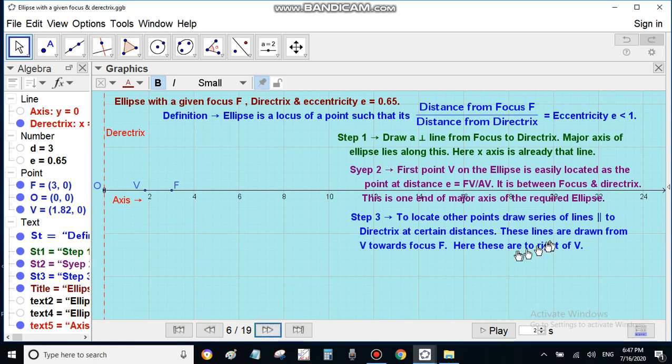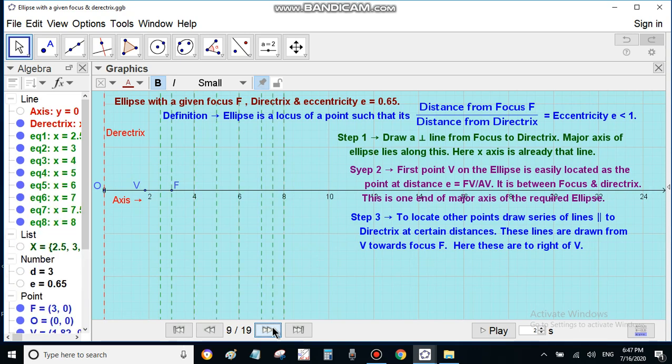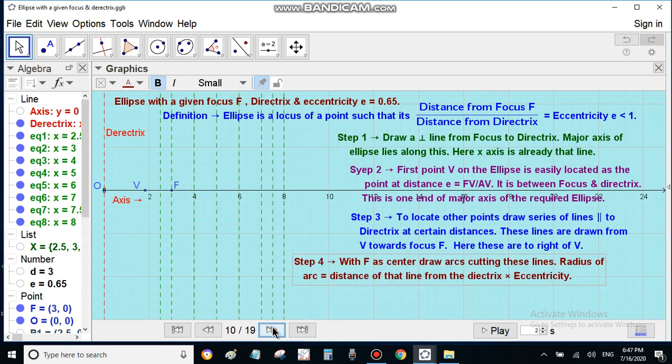Now to locate the other points, draw series of parallel lines to the directrix at certain distance. Now these lines are drawn from V towards F, that is to the right of V. So let us draw some lines. The distance is to be adjusted so that you get the smooth curve. Now next is we have to have from focus, each of these lines will be cut by taking the appropriate distance, that is distance from directrix multiplied by eccentricity.